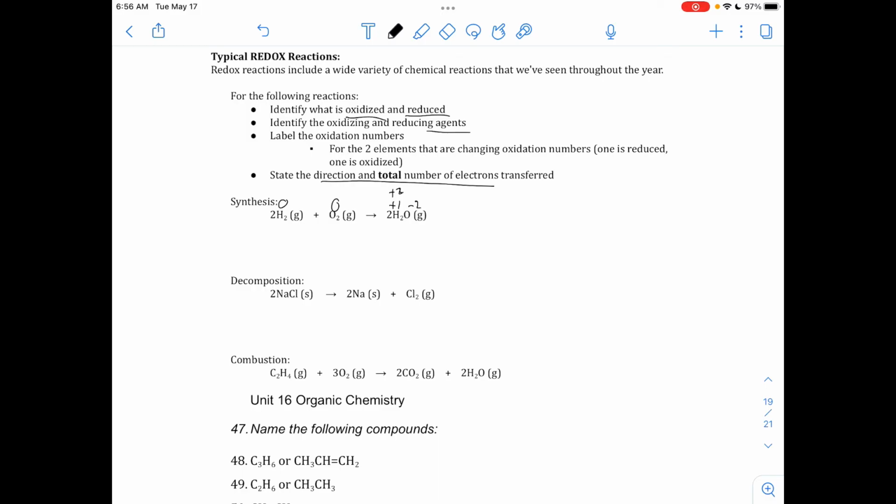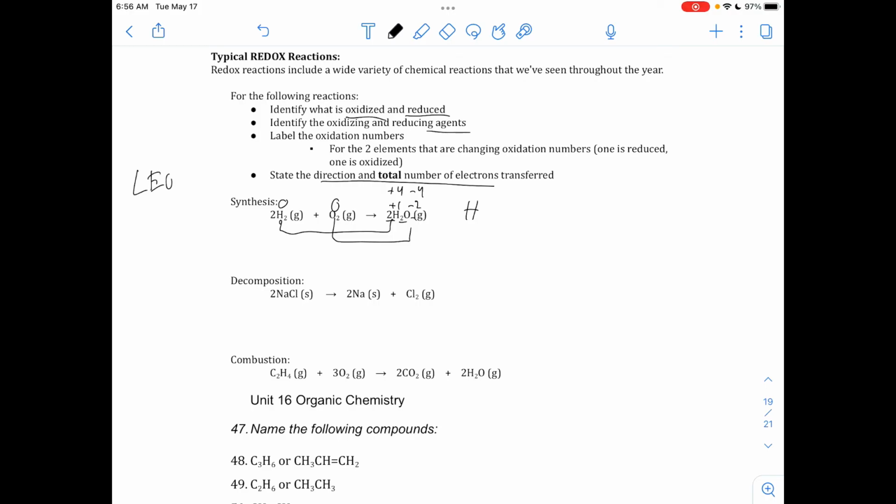Okay, so from this, and I'm going to just do this already, since there's a 2 here, that 2 has to multiply. So it's going to be 4 hydrogens, so +4, and 2 oxygens, so -4. Okay, so if I look at this, hydrogen goes from 0 to +4, and oxygen goes from 0 to -2. So because of that, hydrogen, it gets more positive.